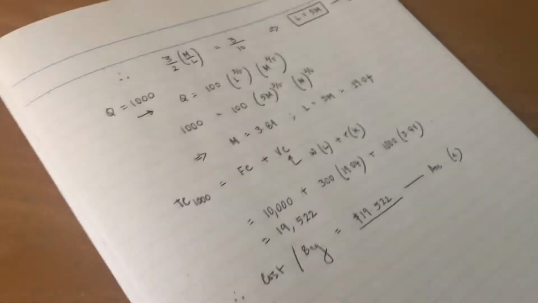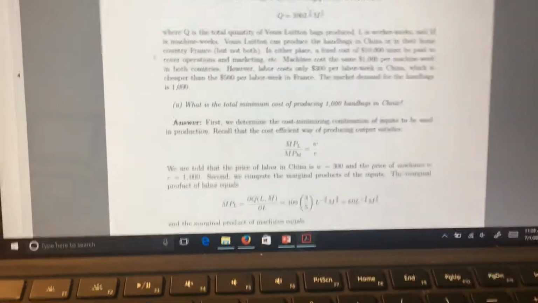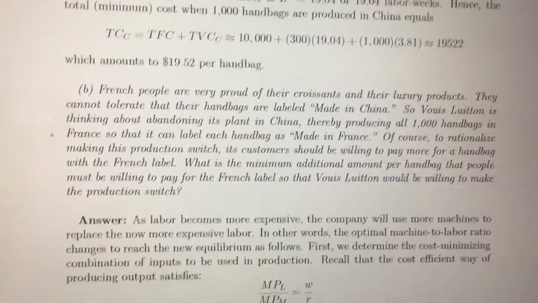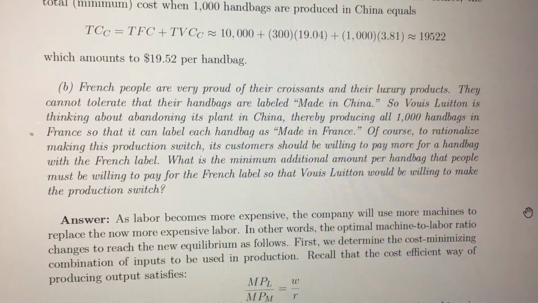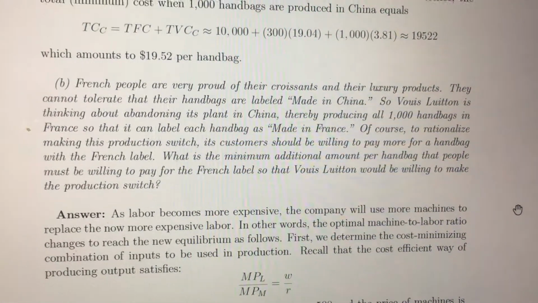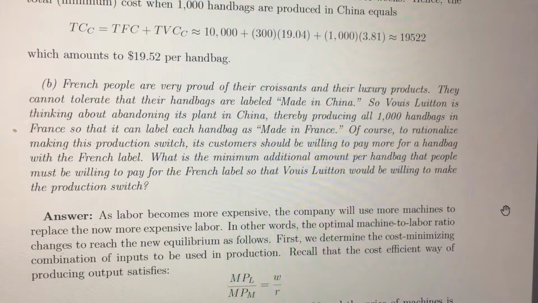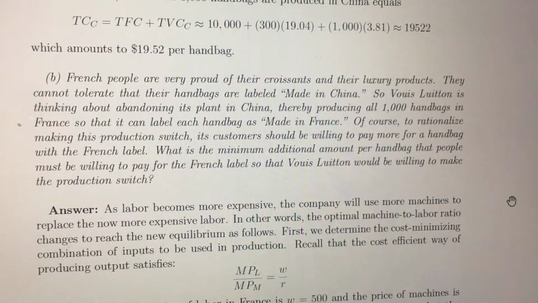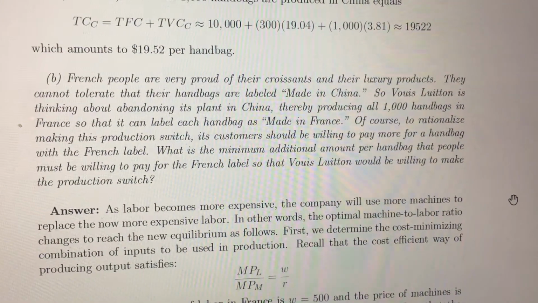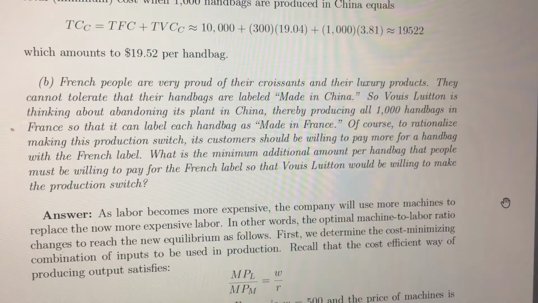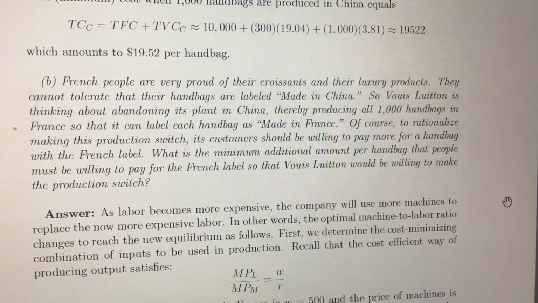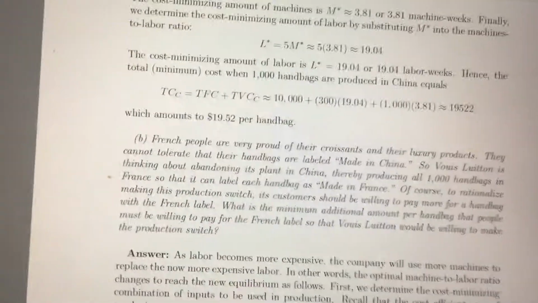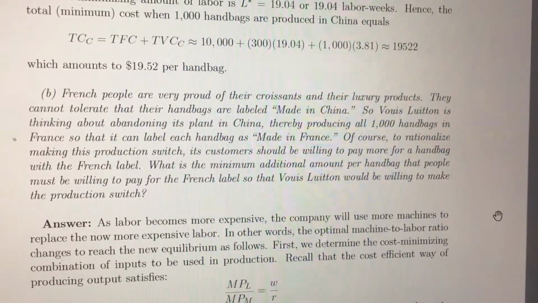Okay, so now the second part of the question says, French people are very proud of their croissants and their luxury products. They cannot tolerate that their handbags are labeled made in China. So Louis Vuitton is thinking about abandoning its plant in China and therefore producing all the 1000 bags in France so that it can label each handbag as made in France. Of course, to rationalize making this production switch, these customers should be willing to pay more for a handbag with the French label. What is the minimum additional amount per handbag that people must be willing to pay for the French label so that Louis Vuitton would be willing to make the production switch?